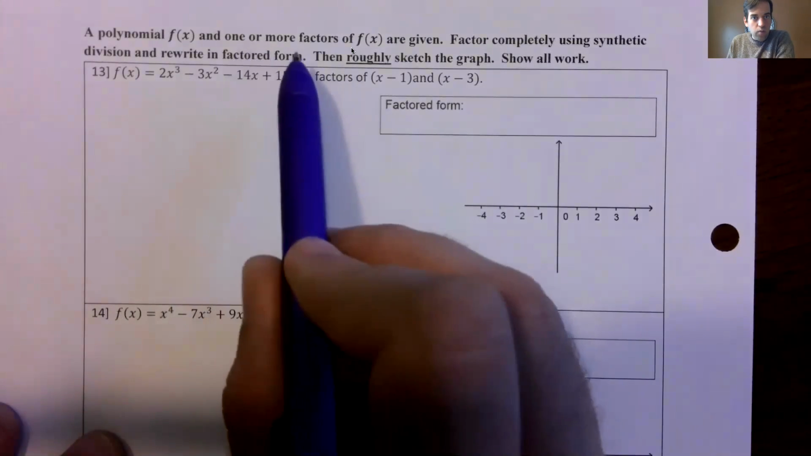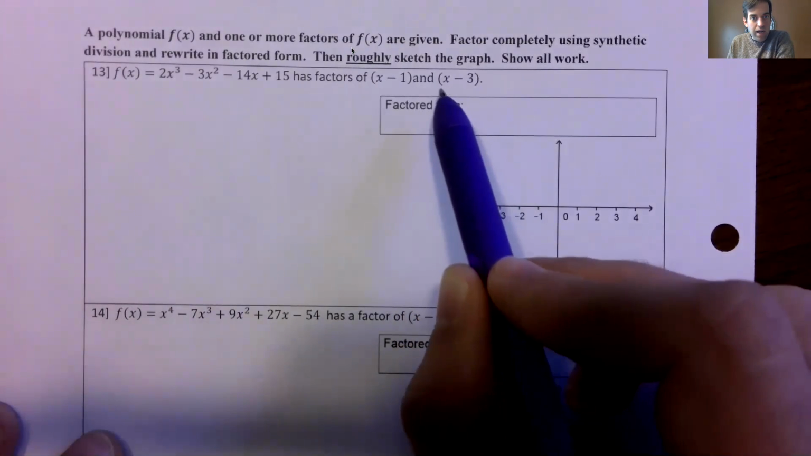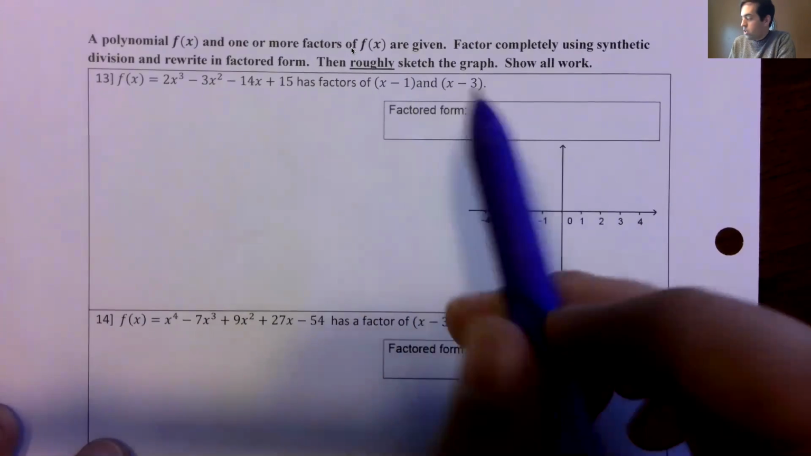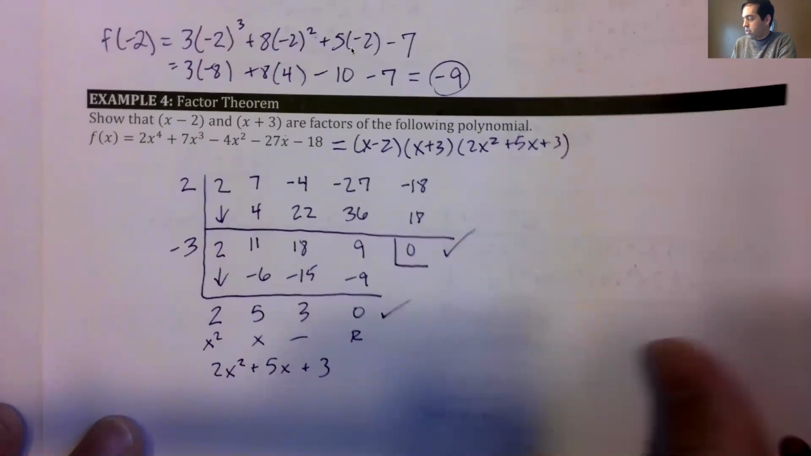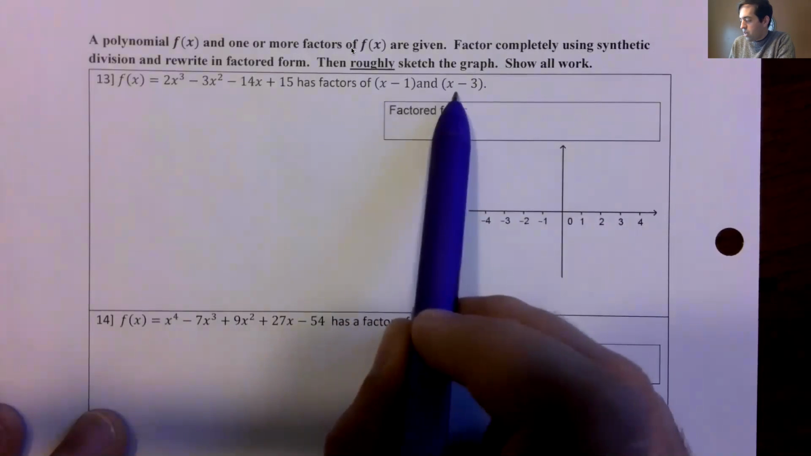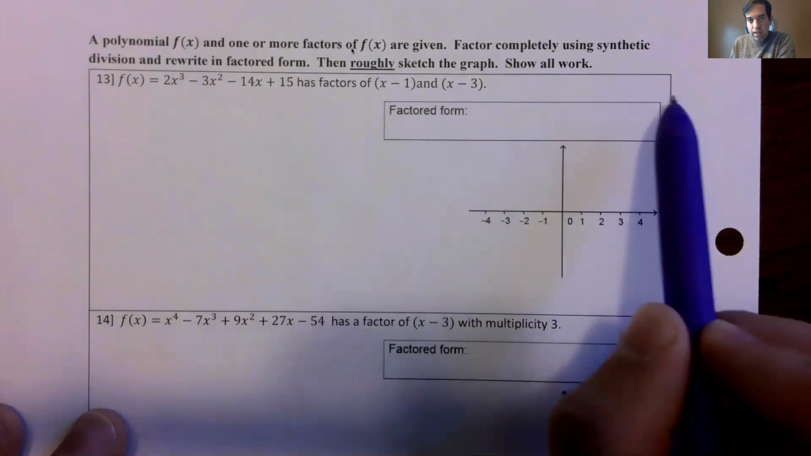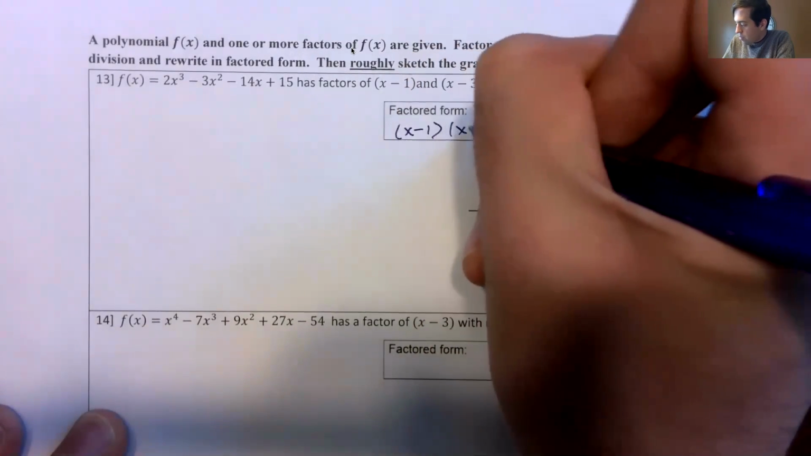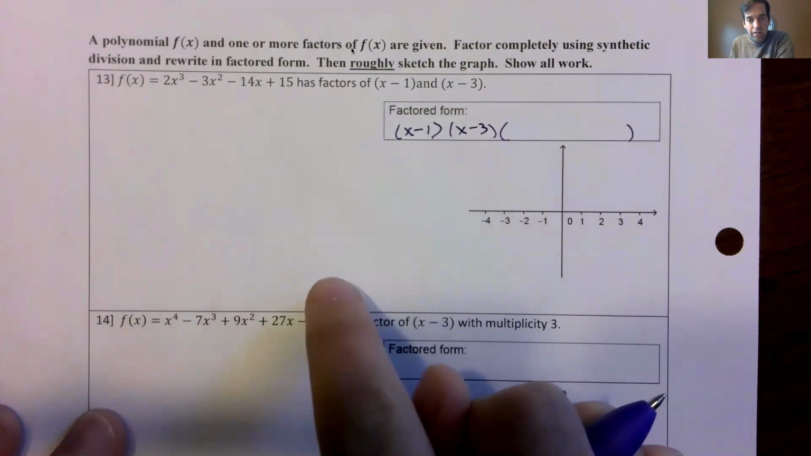It gives you one or more factors. So this question says we have factors x minus 1 and x minus 3. Factor completely using synthetic division. So we're going to do the exact same thing that we just did, 2 cycles of synthetic division to factor out x minus 1 and x minus 3. And whatever is left over will be left over. In this box, you should have x minus 1 times x minus 3 times whatever you had left over at the end of the synthetic division.